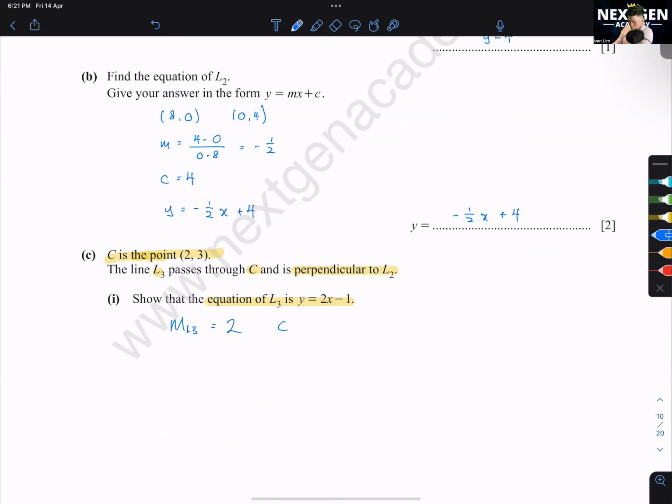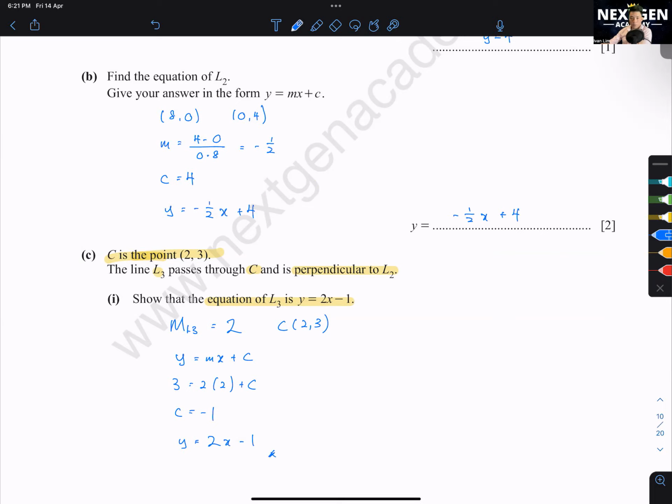Okay, and it passes through (2, 3). I got my gradient. I need to find my c value. So I fit into y equals mx plus c. So 3 equals 2 times 2 plus c. c will be equal to -1. Therefore, my equation will be y equals 2x minus 1.